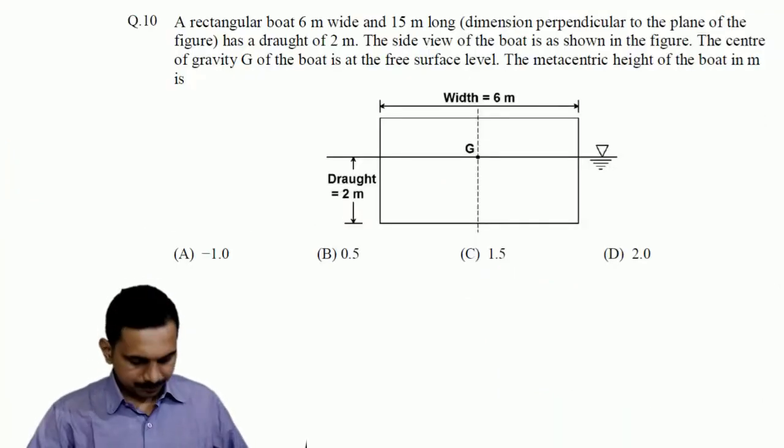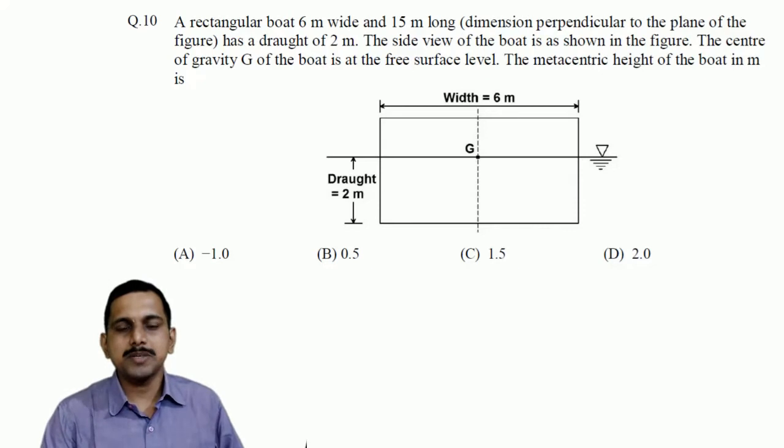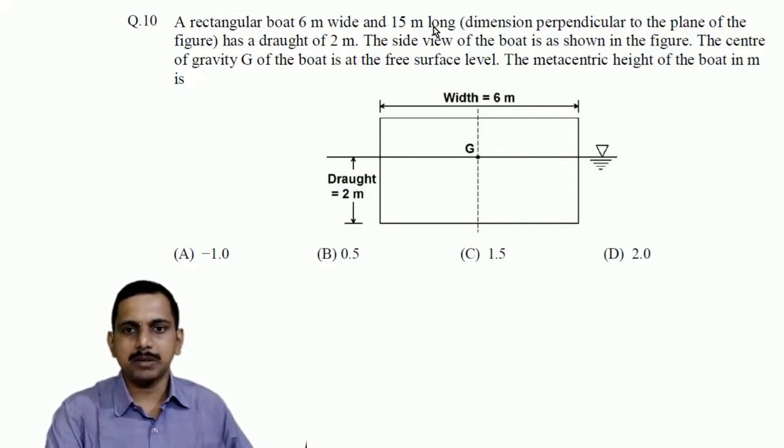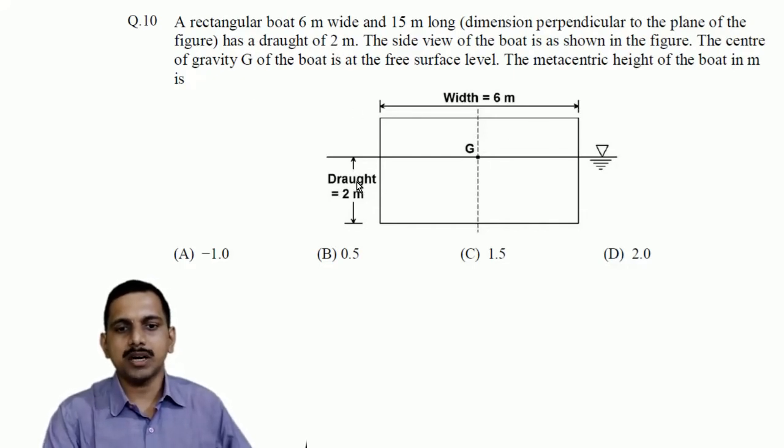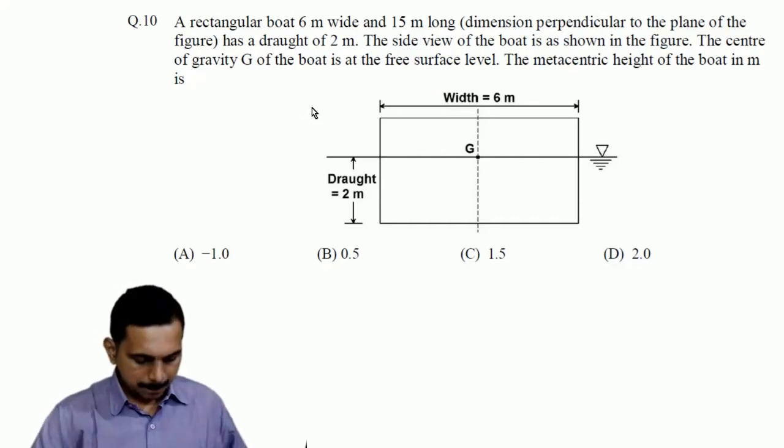The question is like this: a rectangular boat 6 meter wide and 15 meter long, the dimension perpendicular to the plane of the figure, that is 15 meter, has a draught of 2 meter. 2 meter means it is below the surface by 2 meter. The side view of the boat is as shown in the figure. The center of gravity G of the boat is at the free surface level. The metacentric height of the boat in meter is. First we have to understand what is metacentric height. How do we get it? What is the formula for that?